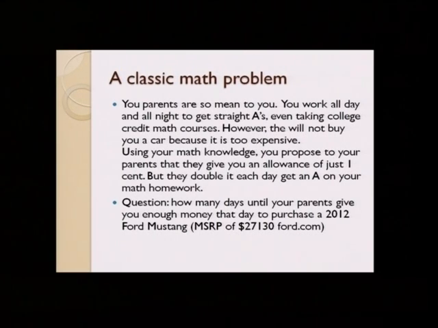Question to you today: how many days until your parents give you enough money on that day to purchase a 2012 Ford Mustang, which, just from the Ford website, has a manufacturer's price of $27,130?